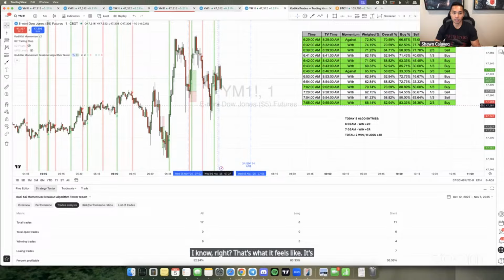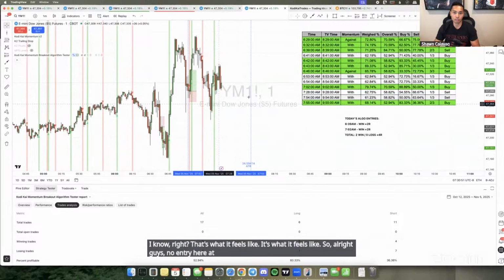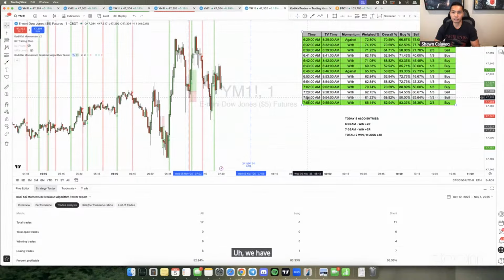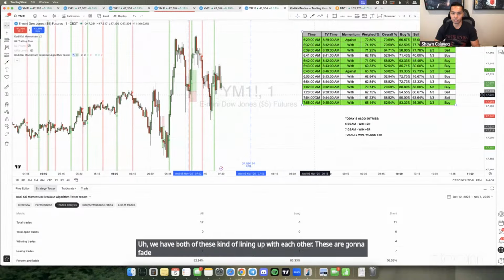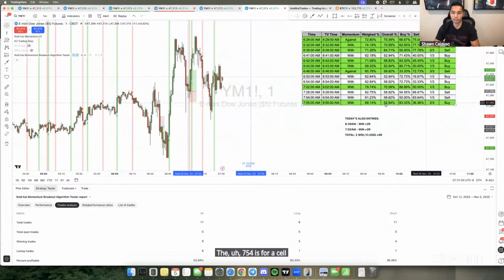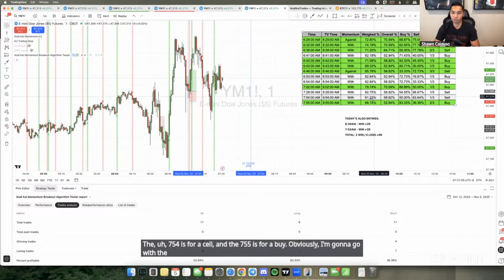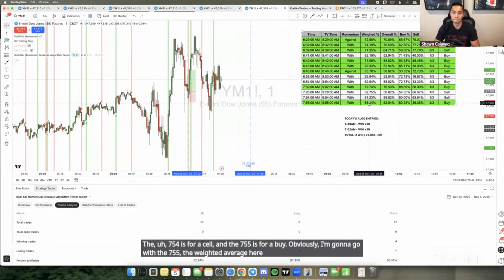So, all right, guys, no entry here at 6 or 7:28. The next entry is at 7:54. We have both of these kind of lining up with each other. These are going to fade each other, so just keep that in mind. The 7:54 is for a sell and the 7:55 is for a buy. Obviously, I'm going to go with the 7:55. The weighted average here is a bit higher.